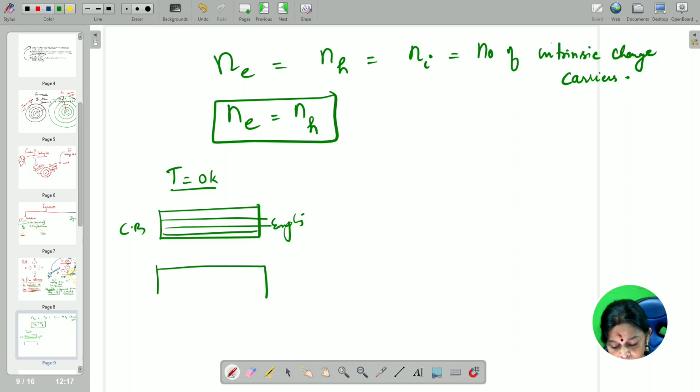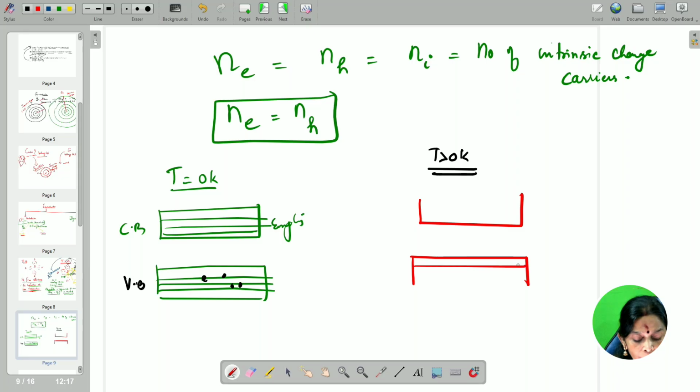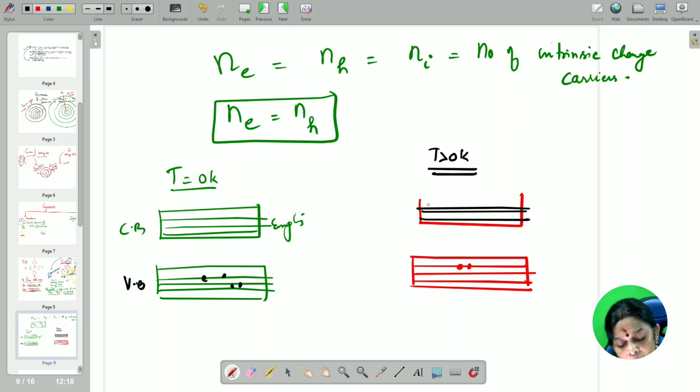Whereas the valence band alone will be filled with electrons, that is valence electrons. But in the case of T greater than 0 Kelvin, due to thermal agitation, the electrons from the valence band can easily jump to the conduction band. So I can say that this is the electron, thermally generated one; 1, 2, 3, 4, all these are thermally generated.